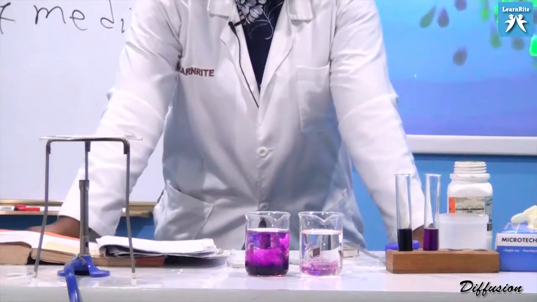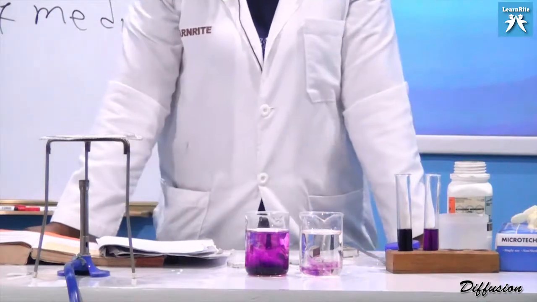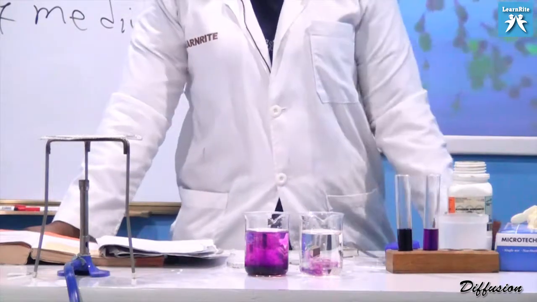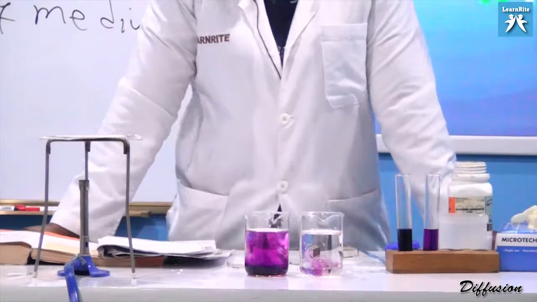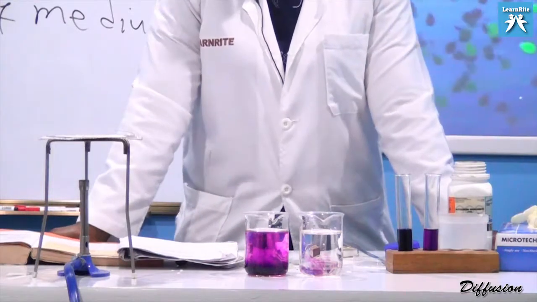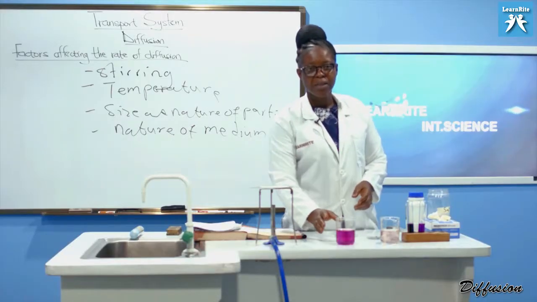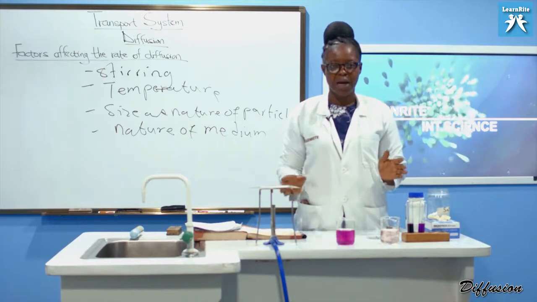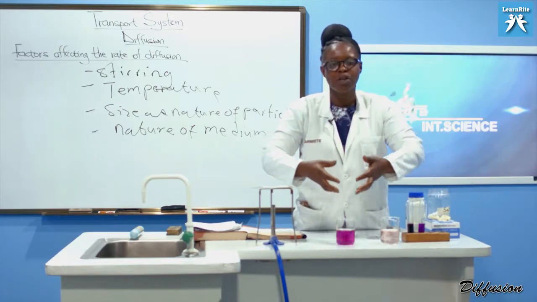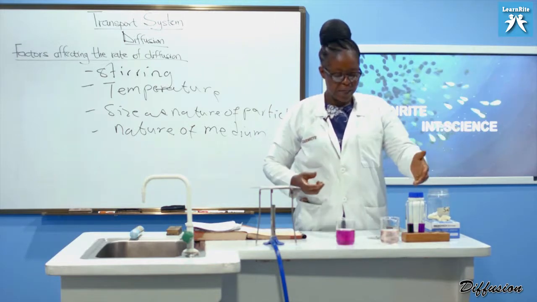Which of them do you think the particles are moving at a faster rate? Observe them critically. It's obvious that the one that was ground, that was turned into powder, the particles have moved at a faster rate. So how does it affect the rate of diffusion? The one that was ground has a large surface area, and therefore a larger part of it has contact with the medium, that is the water. That is why the particles were able to move faster than in beaker A.